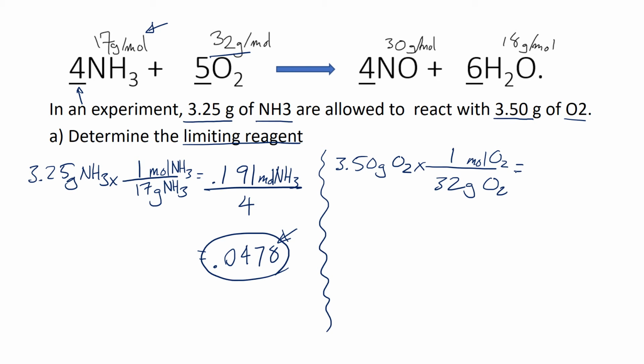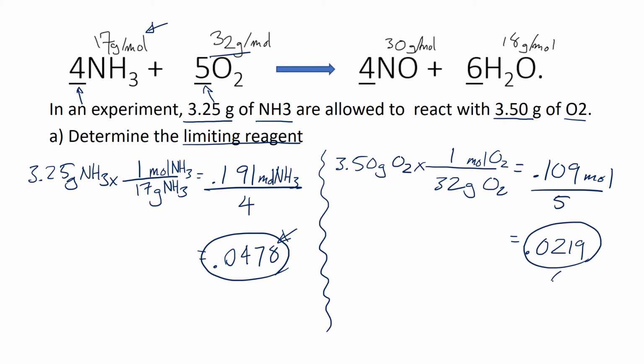So 3.5 divided by 32 is 0.109 moles. And then we still need to divide this by its coefficient, which is 5. All right, divided by 5, and I got 0.0219. So the oxygen is our limiting reagent. So part 1, determine the limiting reagent. It's oxygen. There you go.